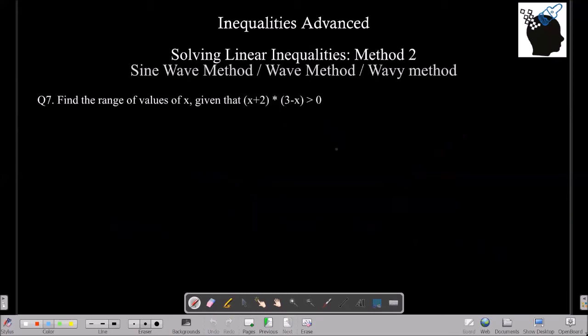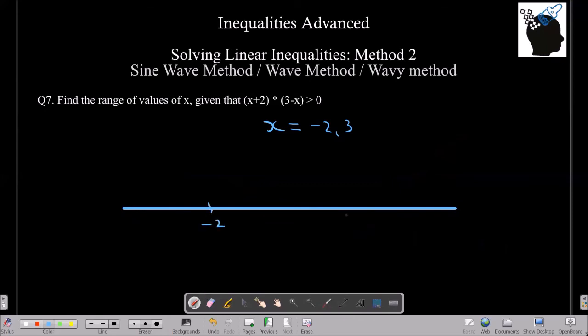So find the range of values of x given that x plus 2 multiplied by 3 minus x is greater than 0. So let's find the value of x assuming it is 0. So minus 2 and 3. Now let's plot the two numbers on the number line. We'll put minus 2 and 3. Let's draw the sine curve. And we'll write positive here and we'll write negative here.